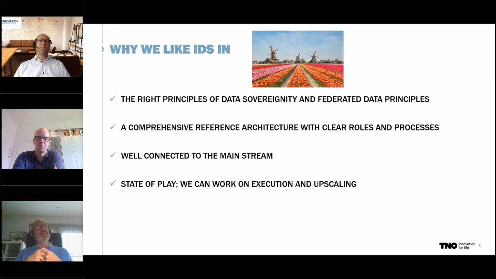And what we also find, well, the Netherlands is a nice country. I hope you visit us at some point in time, but it's relatively small in the total European context. So we need to connect to the mainstream with our ideas and thoughts. And we feel that through IDS we can do that. And we see other countries doing the same thing, like, for instance, Finland, France, and others, Spain. So we get connected to the mainstream also through IDS, which is helpful.